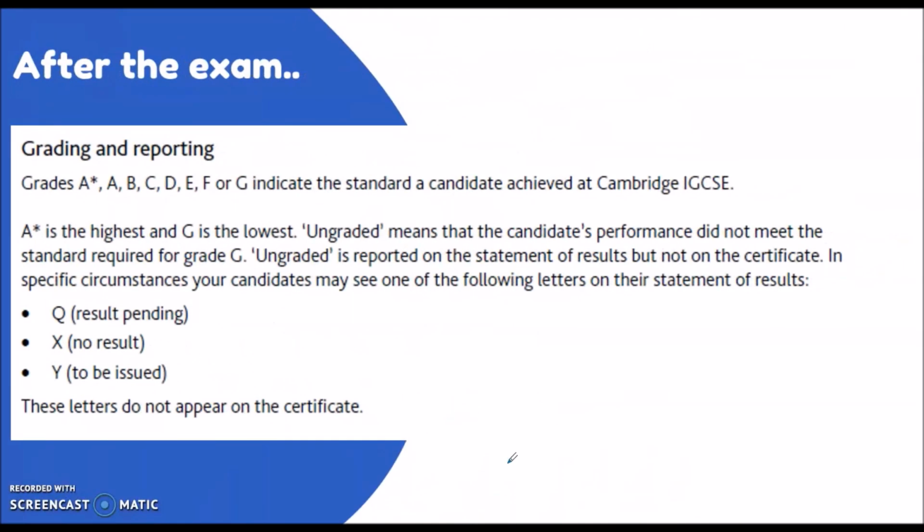After the exam, in terms of grading, grades A star, A, B, C, D, E, F or G indicate the standard the candidate achieved at Cambridge IGCSE. A star is the highest, G is the lowest. Ungraded, which is U, means that the candidate's performance did not meet the standard required for grade G. Ungraded is reported on the statement of result but not on the certificate.